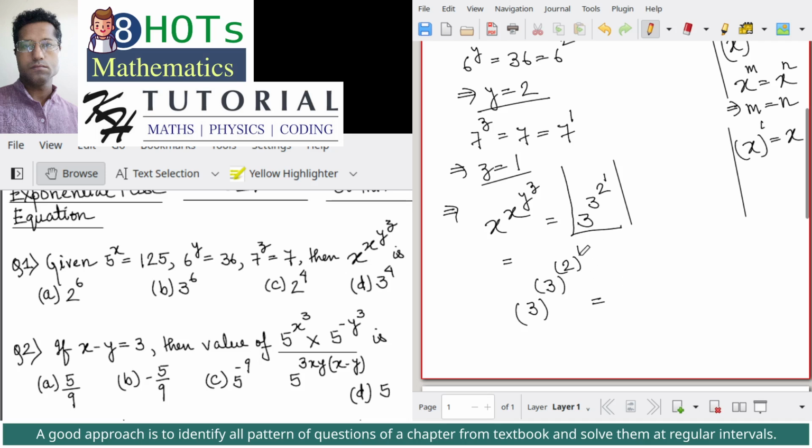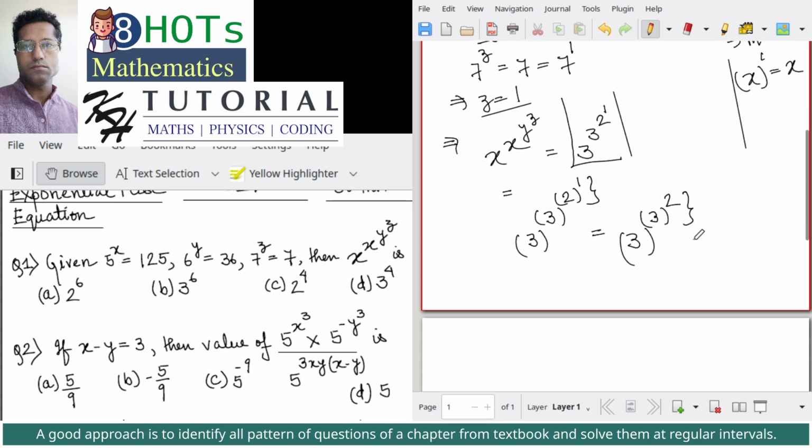I will first simplify this part, that is 2 to the power 1. So this becomes 3 raised to the power 3 raised to the power 2, since 2 to the power 1 means 2. Now I will simplify again from the topmost part. So this will become 3 to the power 3 square, and 3 square is 9.